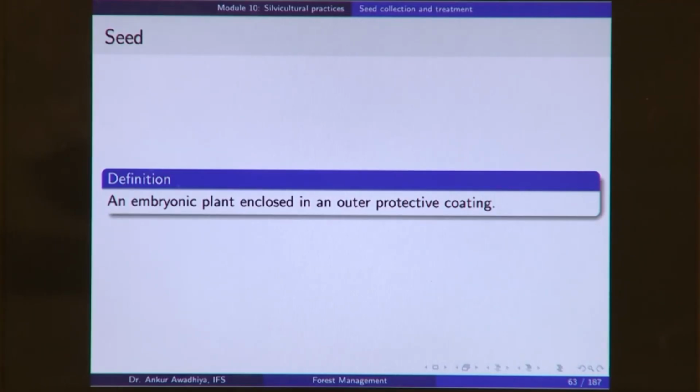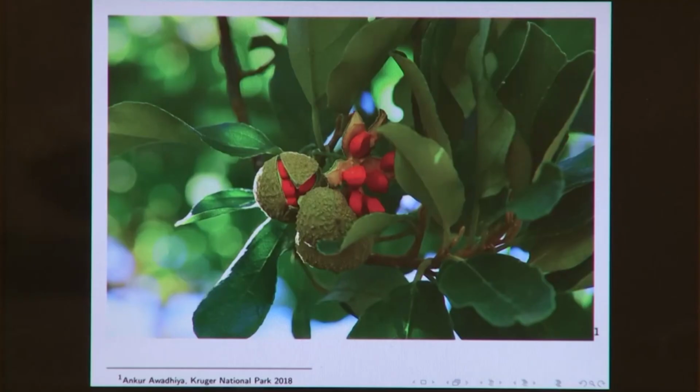And why is it enclosed in an outer protective coating? Because if you consider these embryonic plants, there are a number of organisms that would want to eat them up. And so, to protect itself, the seed has a protective coating around itself, which is typically very hard and non-digestible. So, even if an animal eats up a seed, this seed will pass through the digestive system and come out along with the excreta and then it will germinate itself. So, this is how seeds typically look.